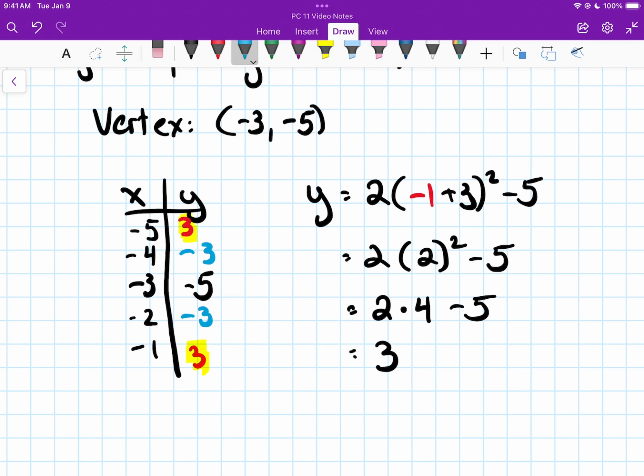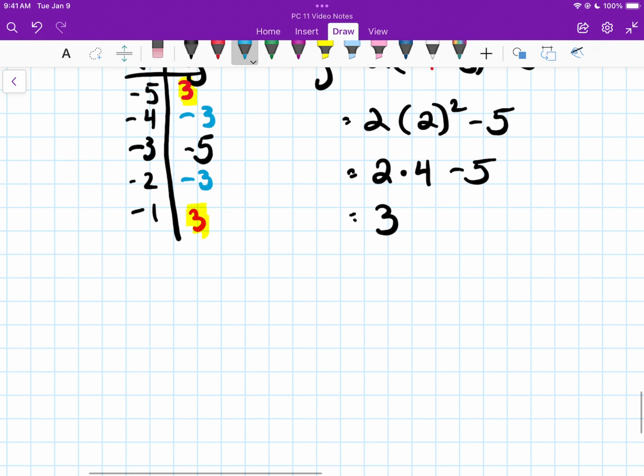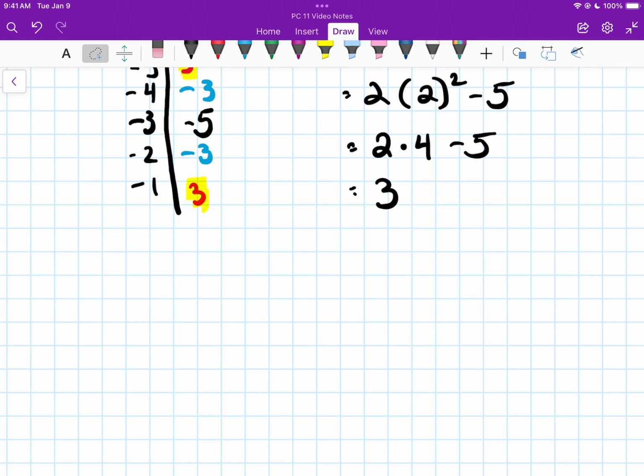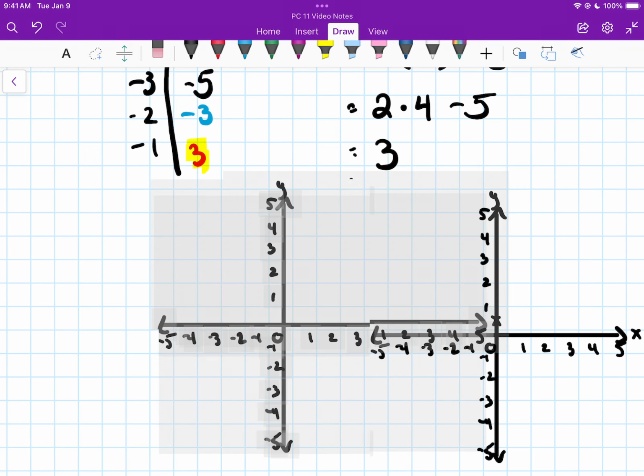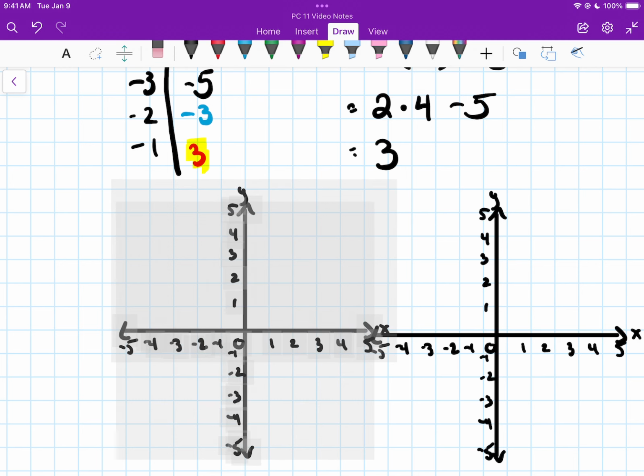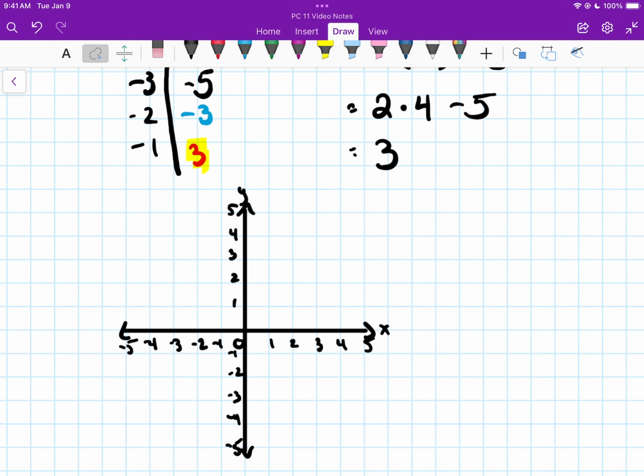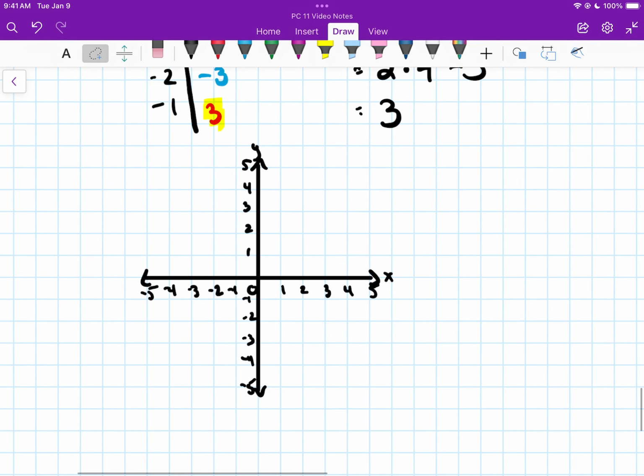So we're going to get ourselves another grid. So you might want to pause the video here because I'm just going to bring one in out of nowhere. And once you've got your grid all drawn up, you plot your 5 points. So we have when x is -5, y is 3. When x is -4, y is -3. Then we have -3, -5, -2, -3, and -1, 3.